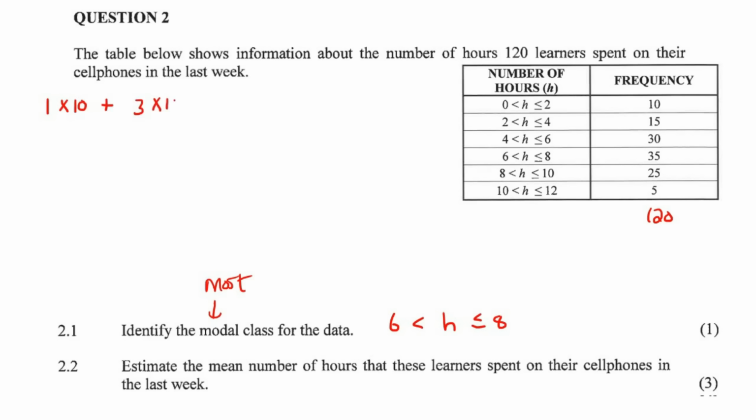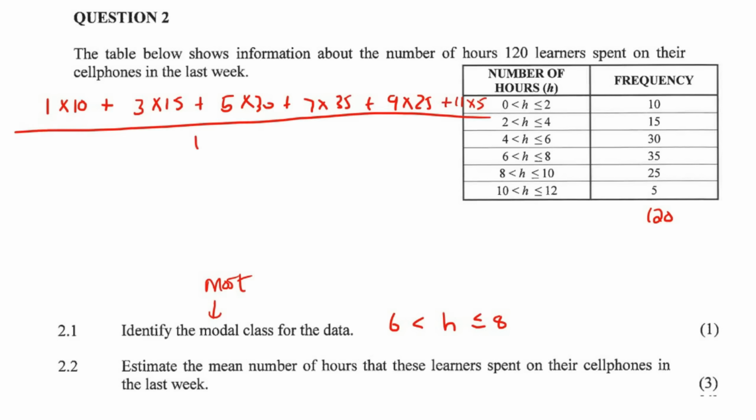So 3 times 15 plus 5 times 30 plus 7 times 35 plus 9 times 25 plus 11 times 5. So I just went and added up all of the middle numbers multiplied by the frequency. Okay? And then what you do is you divide all of that by 120. And if we work that all out, we get 6.08 hours. That makes sense.